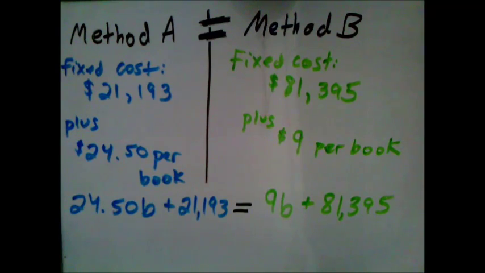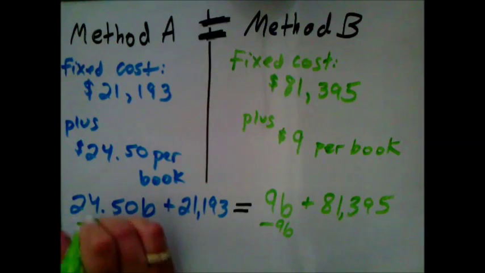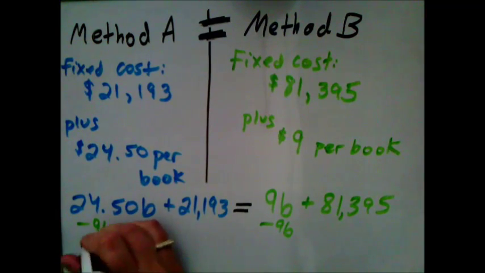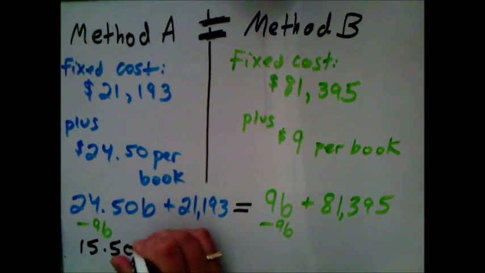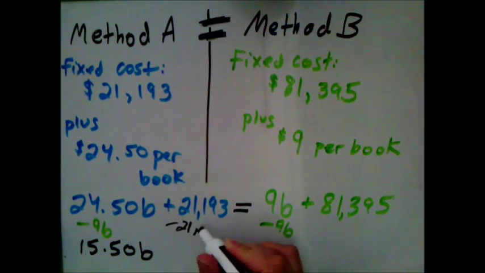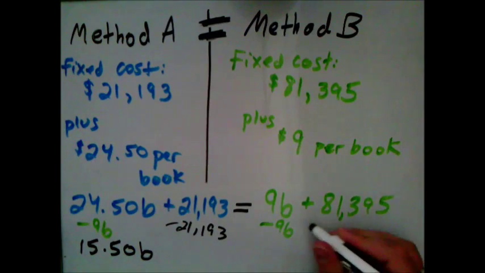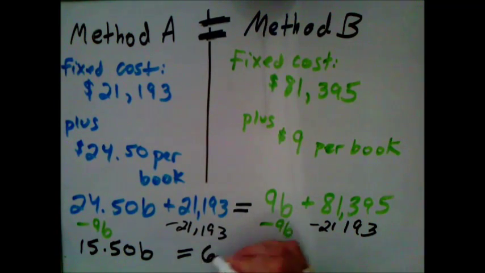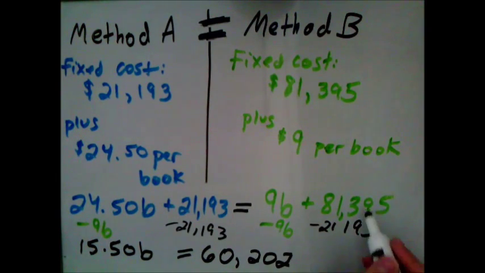I'll probably subtract 9B from both sides, since that's the smaller amount. So $24.50B minus 9B gives me $15.50B. Then, if I have all the B's on the left, I want to subtract all the numbers over to the right. So we'll subtract this $21,193 from both sides. And on the right, we end up with $60,202.